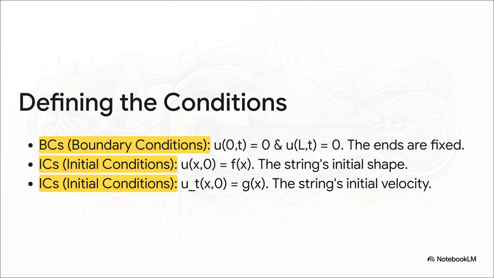First up, the boundary conditions. These are super simple. They just say our string is tied down and can't move at its two ends, at position 0 and at its total length, L. Easy enough. Then you've got the initial conditions. The first one, f(x), is just the starting shape of the string at time 0. Like when you pull a guitar string back right before you let it go, that shape is f(x). The second one, g(x), is its starting speed. Was it already moving the instant we hit the clock? This function tells us exactly how.